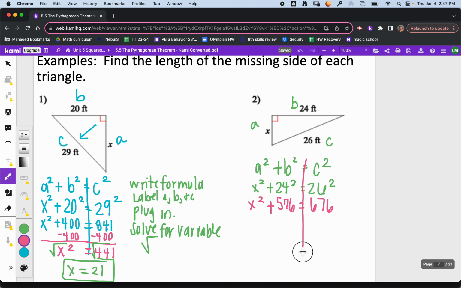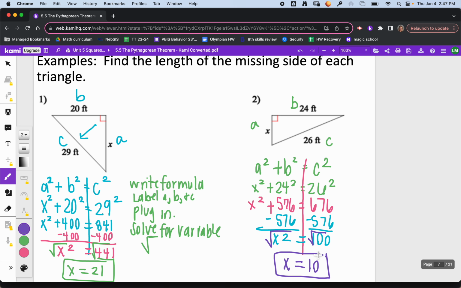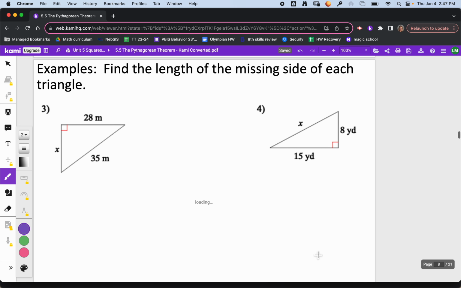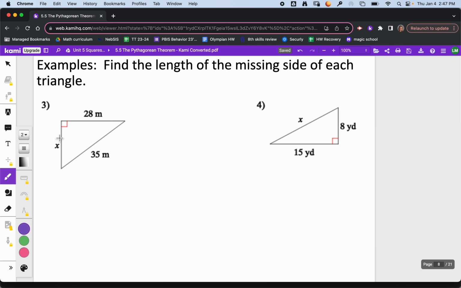Draw my line down the equal sign so I can keep everything separated. Next, I'm going to subtract 576 from 676. I'm going to get a nice 100 is equal to x squared. And then last but not least, to find that answer, I'm going to find the square root of 100. X is equal to 10. Okay, let's see if you can try these on your own. You're still solving for A for number 3, but it looks like for number 4 you're solving for C. See if you can try those, pause it on your own, and when you're ready, click play.